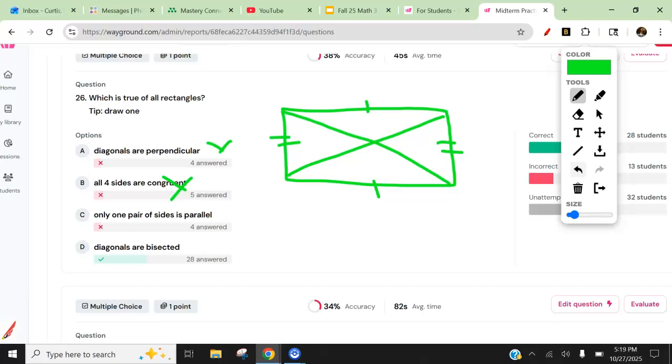Only one pair of parallel sides. This is false because the rectangle is still a parallelogram. The top is parallel to the bottom. The left is parallel to the right.